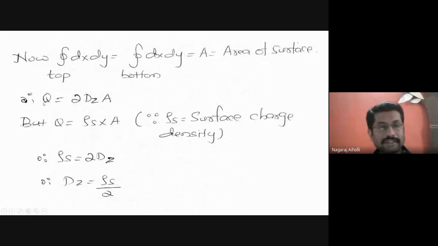Then the equation is Q is equal to 2 Dz A. Therefore Q, what is the equation for Q, students? Q is obtained from the surface charge density. Surface charge density is given by rho s is equal to Q by A, that is charge per unit area. That is our surface charge density.